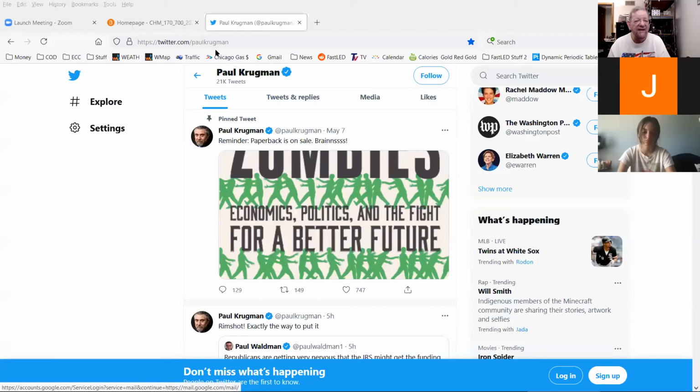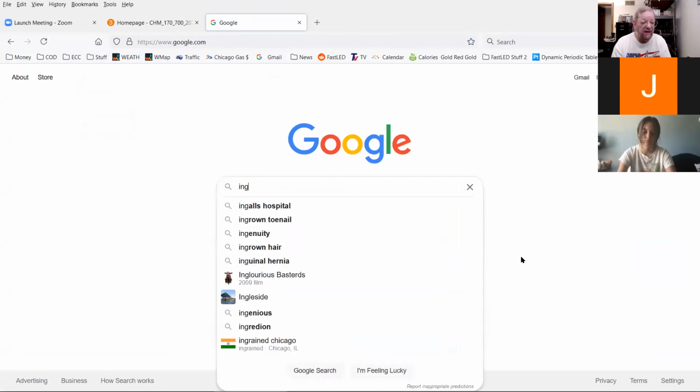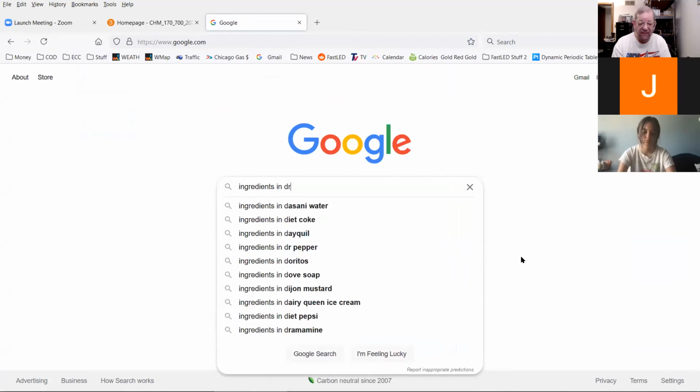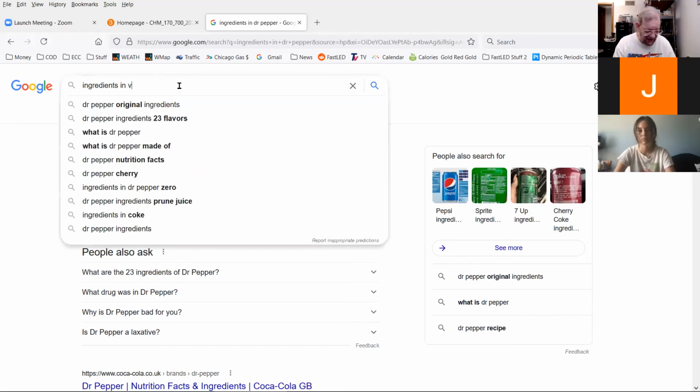Let's see if I can find something while I've got you. Does everybody see Dr. Pepper? And here are the ingredients: carbonated water. I'll teach you what high fructose corn syrup is later. And look here, sodium benzoate. And it says preservative. There's also caffeine and other things, but that's in there as a preservative. How does it preserve it? I don't know, but I like my Dr. Pepper.